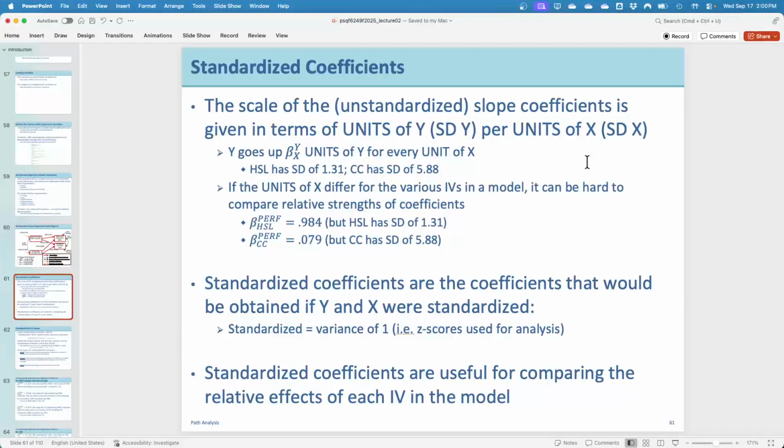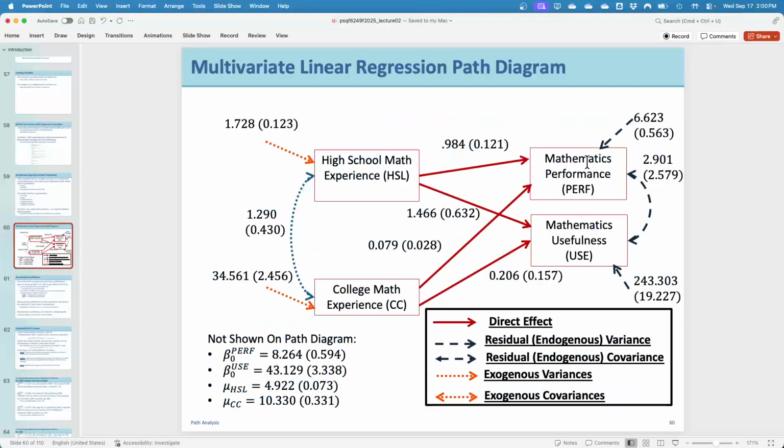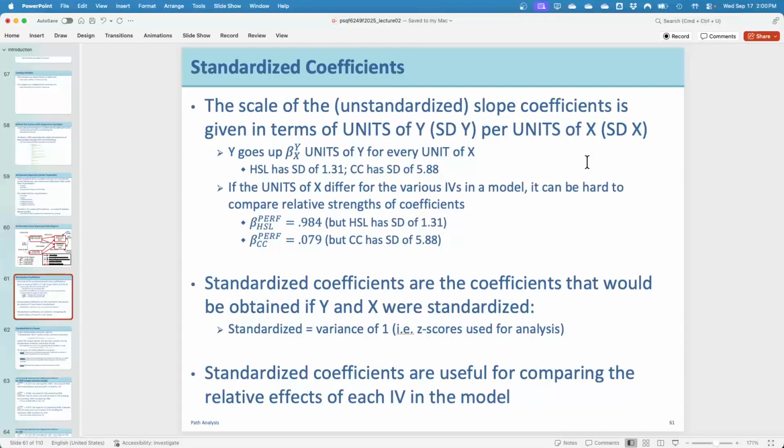Here, what we do to do that is we take the regression coefficient and, very similar to stoichiometry, if we know we have units of y over units of x, and we want to remove them, we can divide by the standard deviation of y and multiply by the standard deviation of x, and we basically standardize them. We remove the units. And so when we do that, what we can see is the standardized coefficient predicting performance from high school math is 0.984, and the standardized coefficient from college math is 0.079.